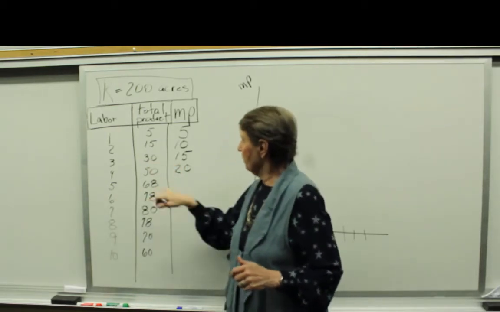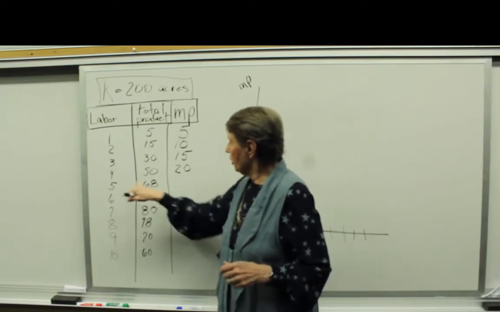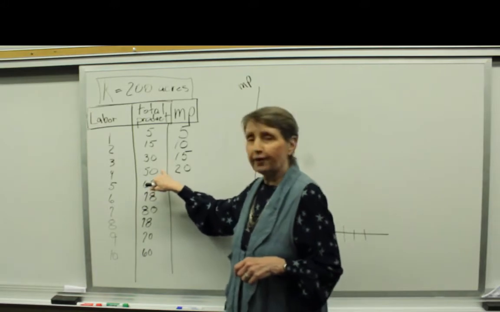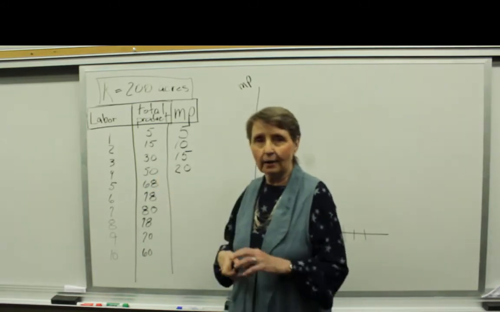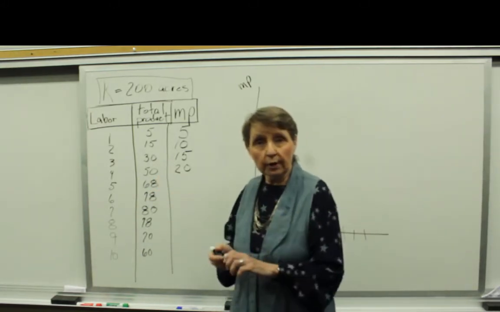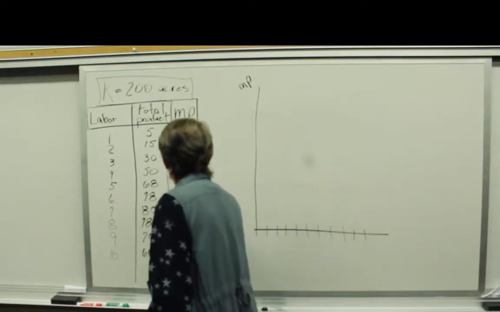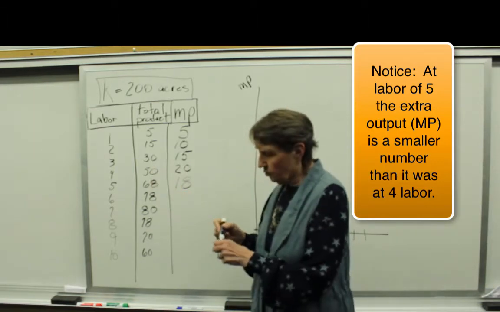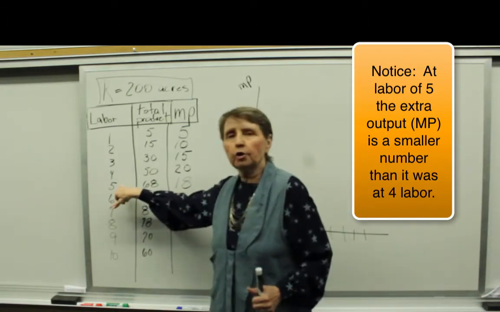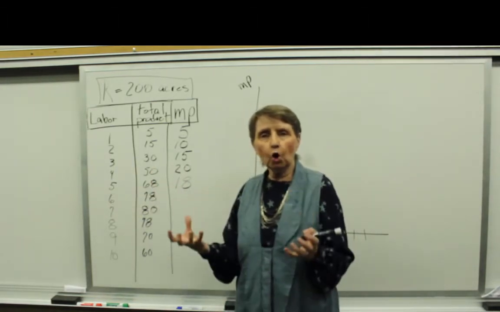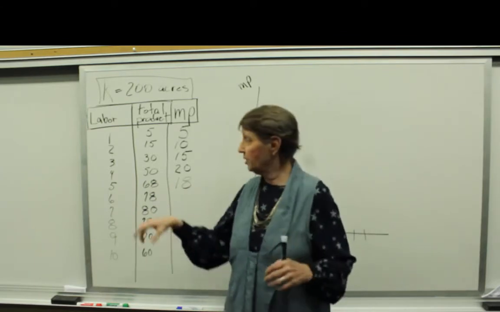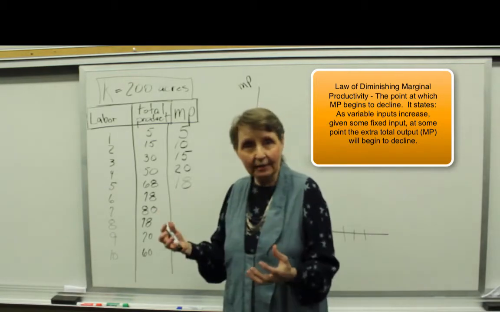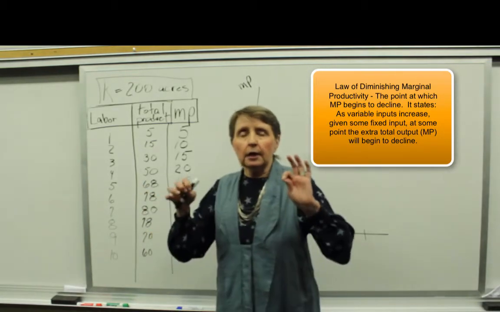Now, look at worker number 5. If we add worker number 5, I still get more output. It goes from 50 bales to 68 bales, which is an increase of 18 bales. But what you will also notice is that worker number 5 is where this law of diminishing marginal productivity sets in. It begins with worker number 5.